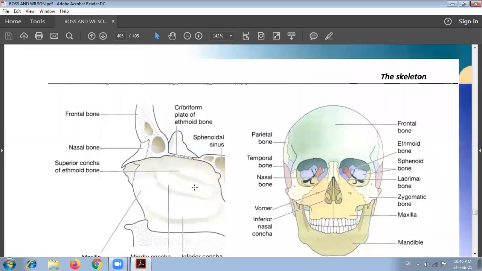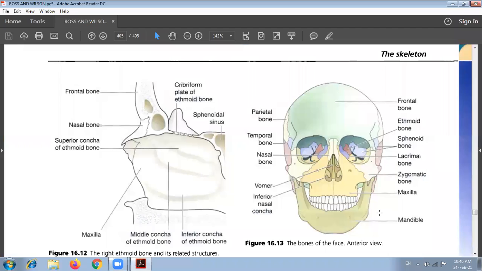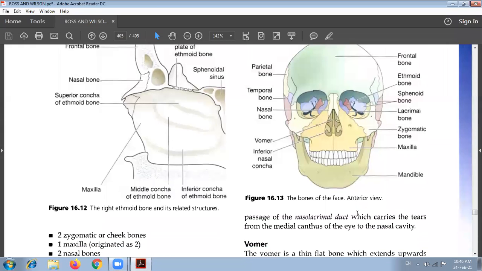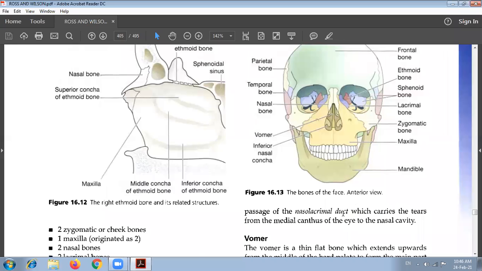The next is the face bones. In this diagram, you can see the different face bones which form the facial structure of our skull. Here you can see the nasal bone, then the vomer, then the lacrimal bone near the eyes, then the zygomatic bones, then the maxilla, then the mandible. All these bones are arranged together to form our facial structure.